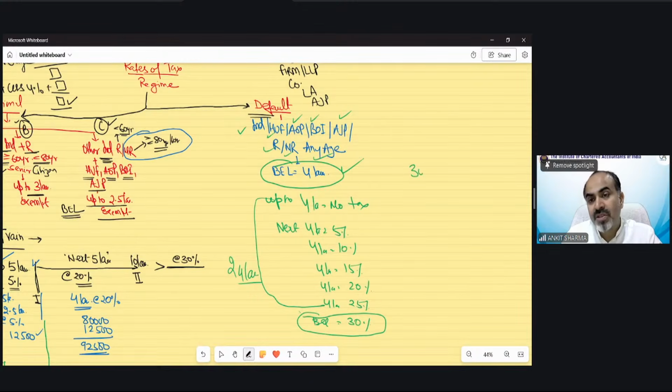Suppose the income is 30 lakh rupees. Then on the first 4 lakh, the tax would be nil. The next 4 lakh, it's 20,000. The next is 40,000. You will see in every category, the tax would increase by 20,000. Now 60, now 80, and now 1 lakh. Now the balance 6 lakh rupees, on which the rate would be 30%, that is 180. So your tax liability would be 4 lakh 80,000.